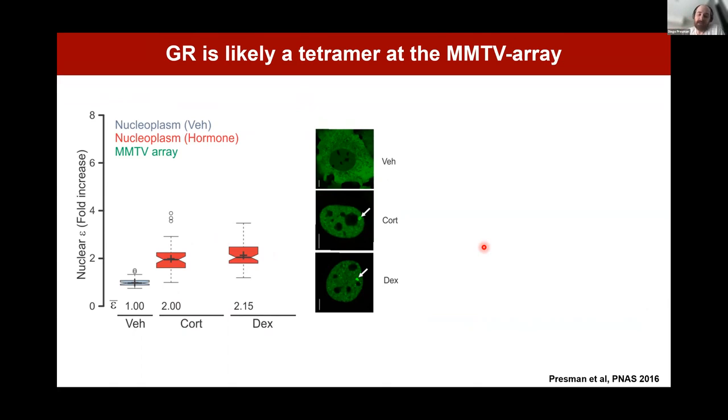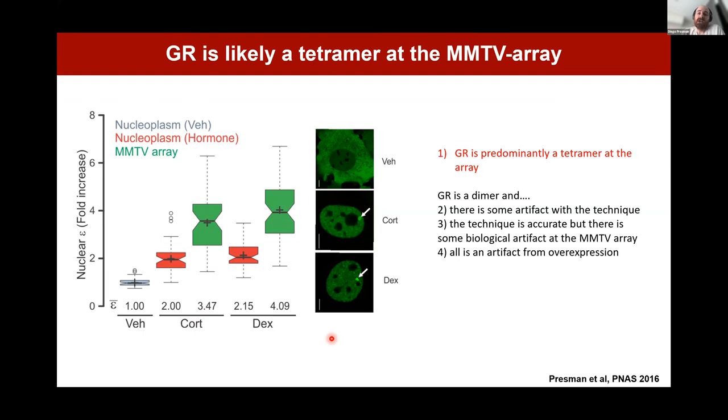And we were extremely surprised to find that the oligomerization state was much higher. The brightness was between 3 and 4 for the natural ligand, and it went straight to 4 for the synthetic drug. So the most parsimonious explanation that we found is that GR is most likely a tetramer at the array. So we tried to rule out, well, maybe GR is a dimer and we're seeing some sort of artifact. I'm just going to mention one that personally convinced me that we actually had something real here.